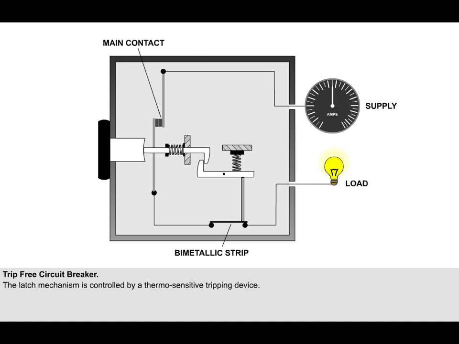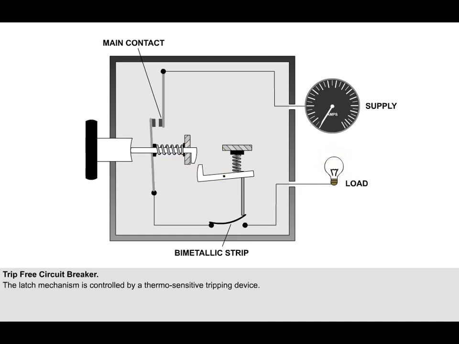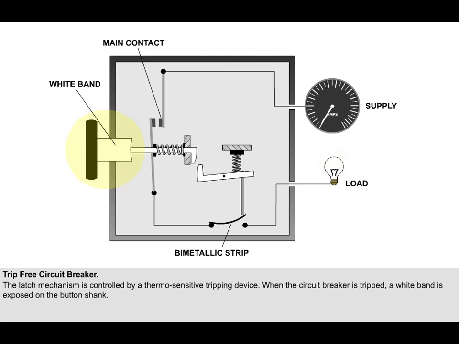With the circuit breaker in the closed position, current flows through the main contacts, through the bimetallic strip and onto the load. If the current flow becomes excessive, the bimetallic strip will bend as shown, opening its contacts and releasing the latch mechanism. This action will open the main contacts and cause the push-pull button to pop out, exposing a white band on the button shank to aid identification of the tripped circuit breaker.